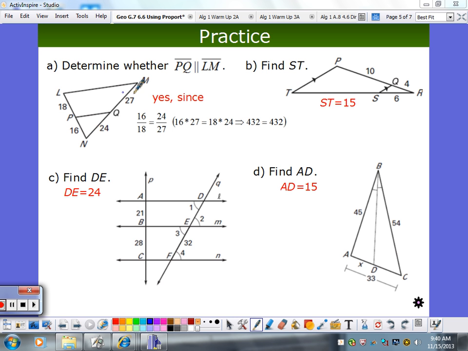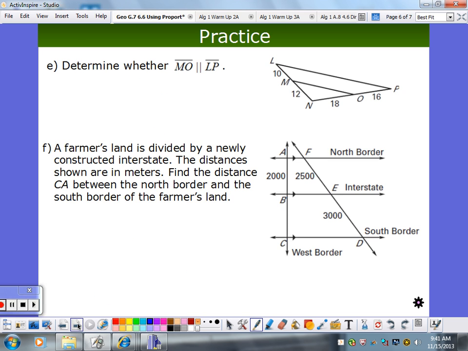Alright, so if you did these right, the first one you said they were parallel because of cross products. Should have gotten 15, should have gotten 24, should have gotten 15. No more questions, I think. Here we go with the second one. Answers to the second one. Let's see what I did.